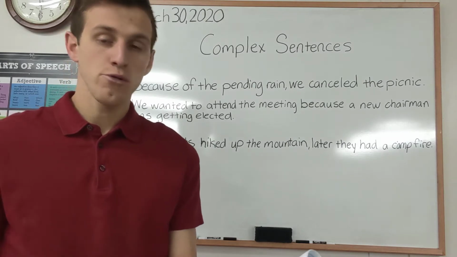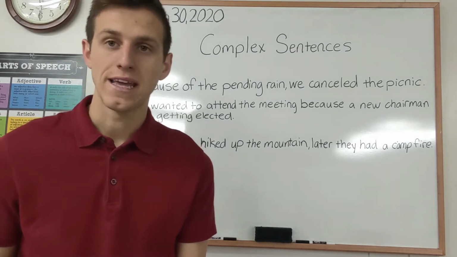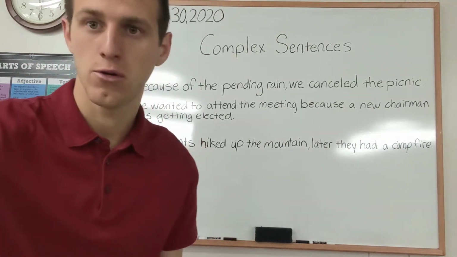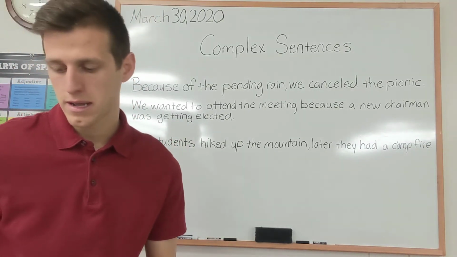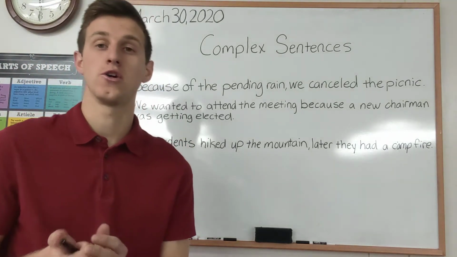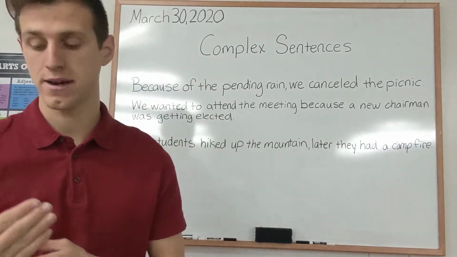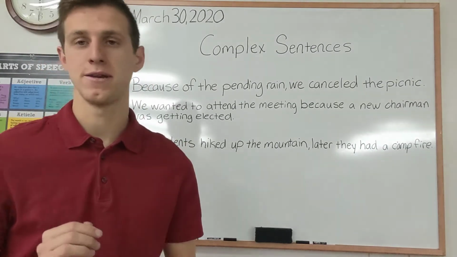So for numbers 1 through 3, all you're doing is bracketing the dependent clauses and underlining the independent clauses, all right? So you're going to put a bracket around your dependent clause. So your relative pronoun or your subordinating conjunction has to introduce your dependent clause. So you're going to put brackets around that, and then you're going to underline your independent clause in numbers 1 through 3.